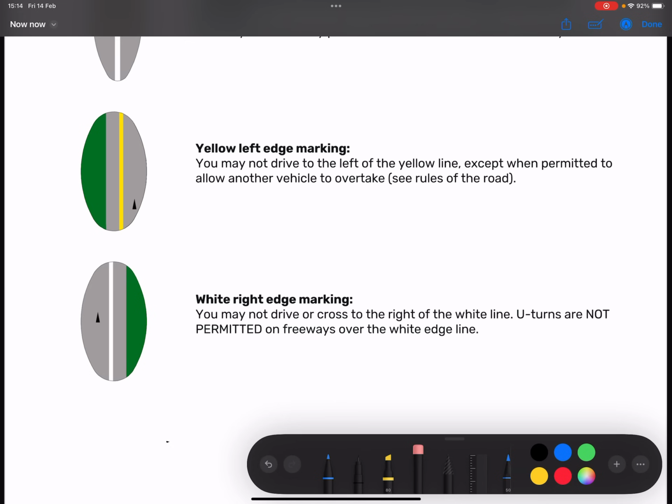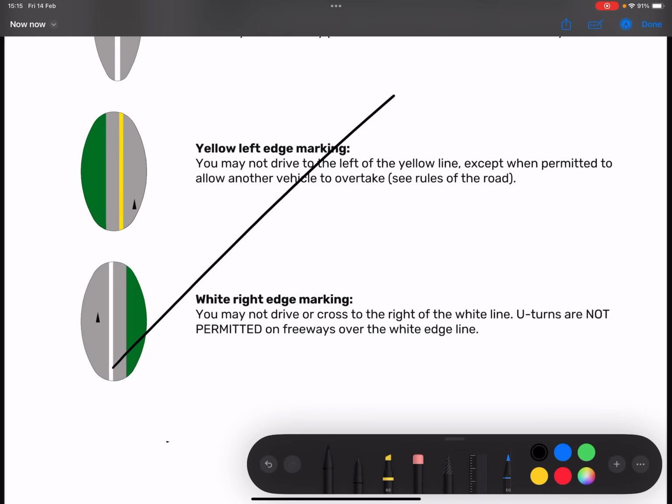So you are not allowed to drive on the yellow line except when you want to allow another vehicle to overtake, not when you want to overtake. Hey, you don't drive on the yellow line to overtake. Don't say you were taught by Mr. Fogg that it was a mistake.